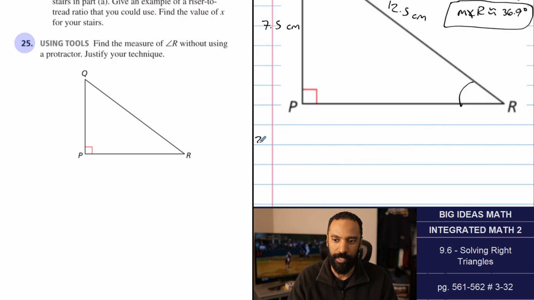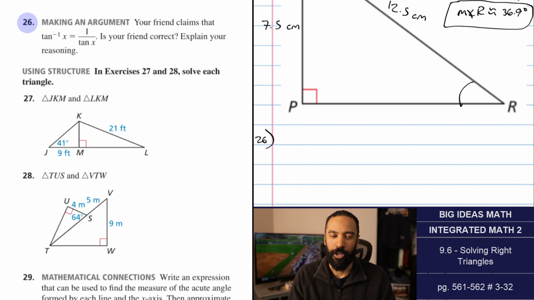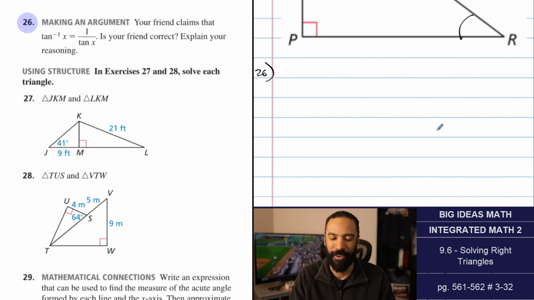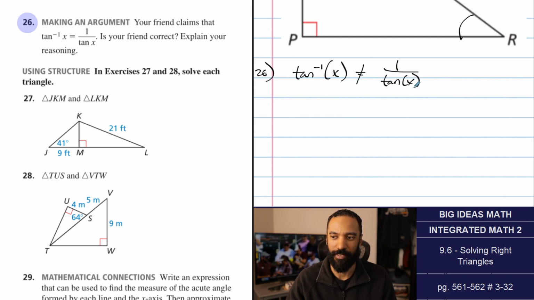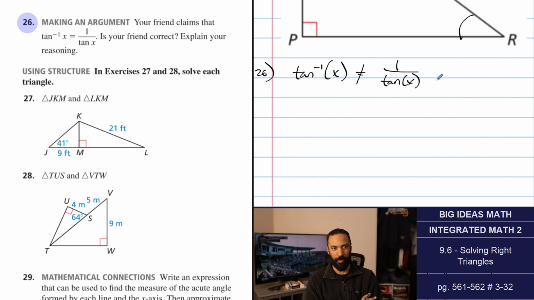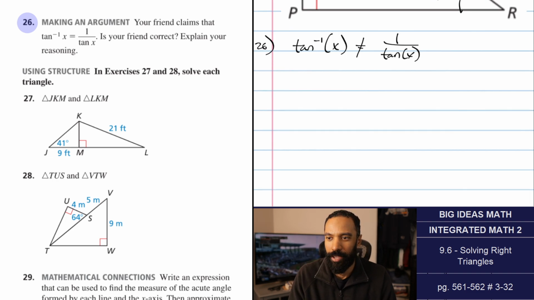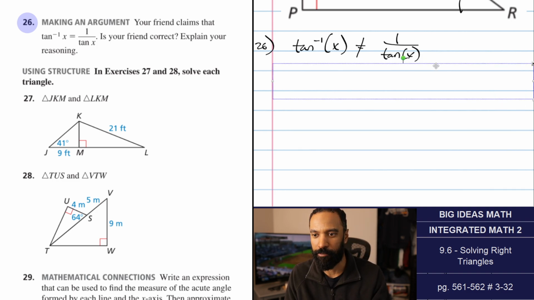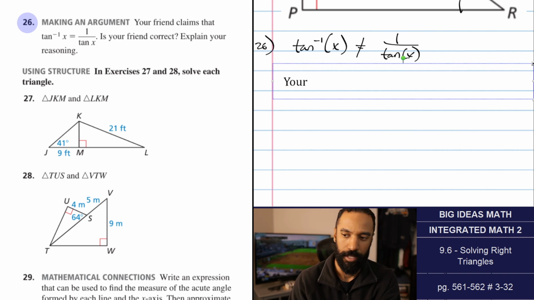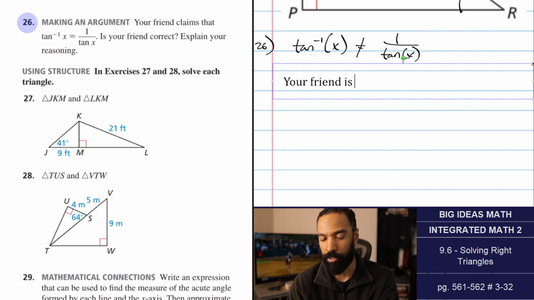Okay, number 26. Your friend claims the inverse tangent of x is the same as 1 over tangent of x. Is your friend correct? Explain your reasoning. Oh, boy. Okay. Your friend is not correct. And I'm not blaming your friend. I'm saying this is a common mistake. And it's not your fault either. It's not your friend's fault. My friend is not correct.